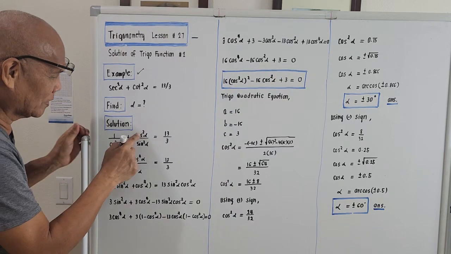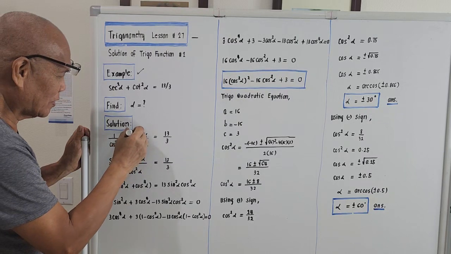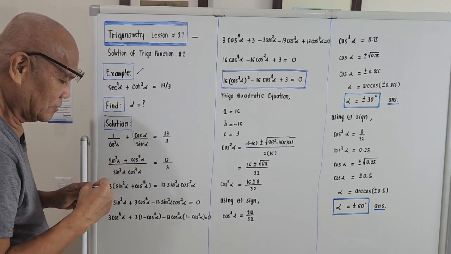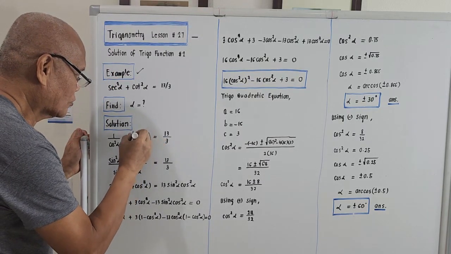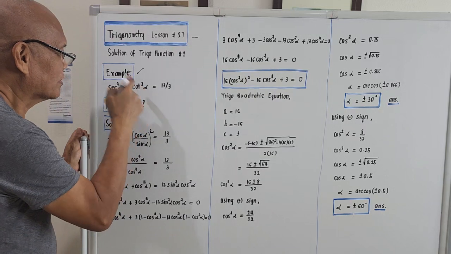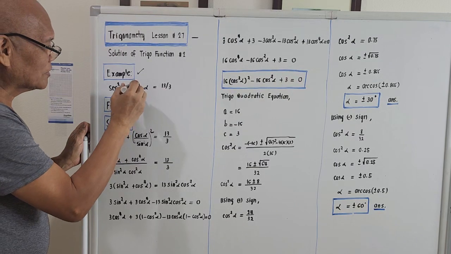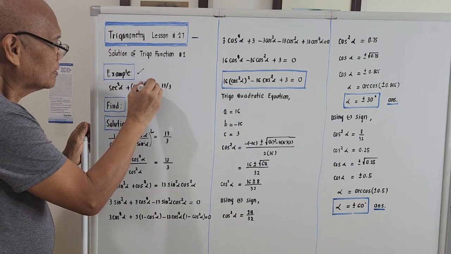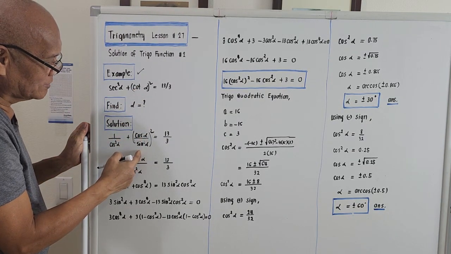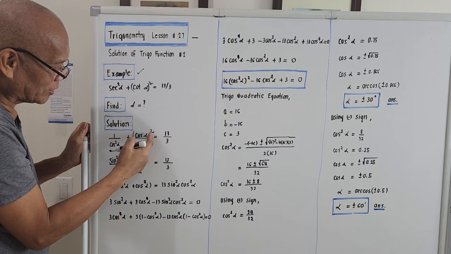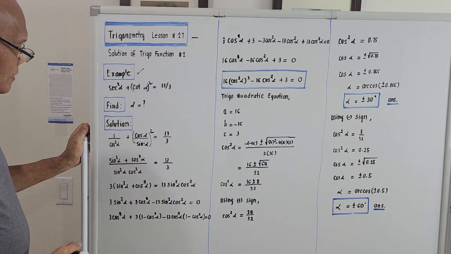Or actually, we could remove the square over here. I will just place here open and close quantity square, because cotangent square of alpha is just a cotangent of alpha quantity square. And cotangent is actually cosine over sine. But this is square, so we must square it also. And this should be equal to 13/3. Okay?